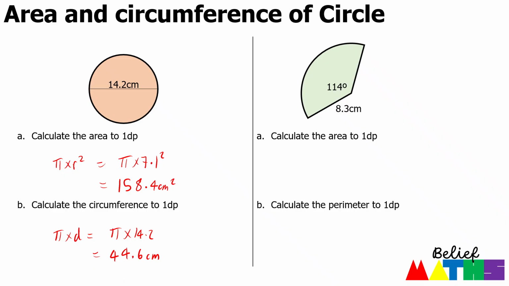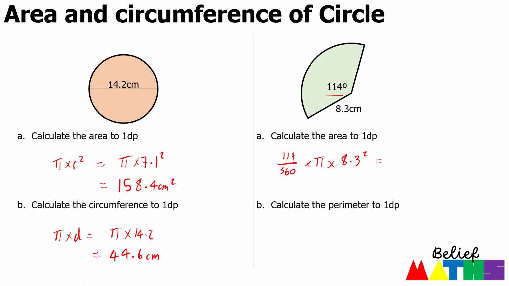Same idea with this sector, part of a circle. We've got 114 degrees, so a full circle would be pi times 8.3 squared, but we don't have a full circle. We've got 114 degrees out of 360, because remember a full circle is 360. So it's the same formula you have, and you just think, well, what proportion of the circle do I have? Well, I've got 114 degrees out of 360 times your area of the circle formula.